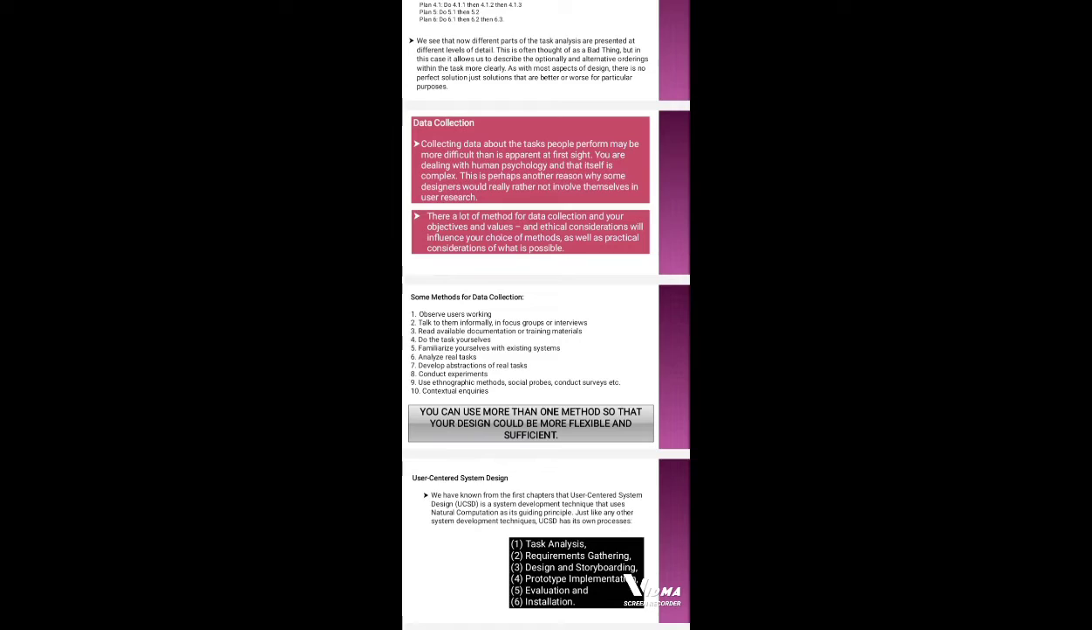Number 9. Use ethnographic methods, social proofs, conduct surveys, etc. Number 10. Contextual inquiries. You can use more than one method so that your designs could be more flexible and sufficient.